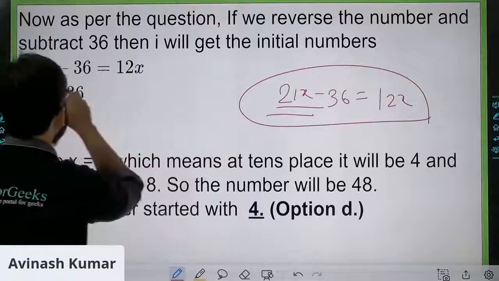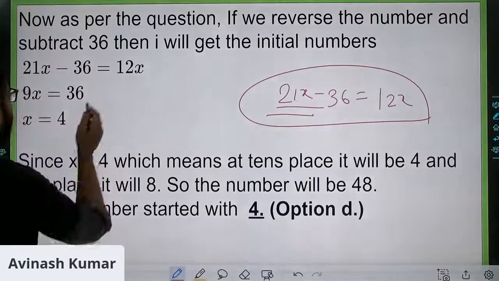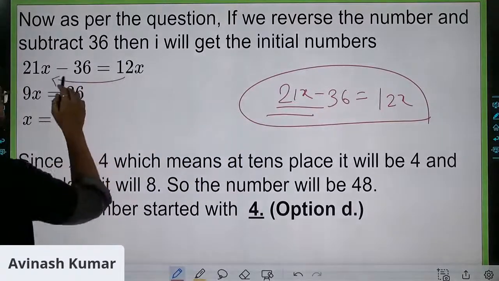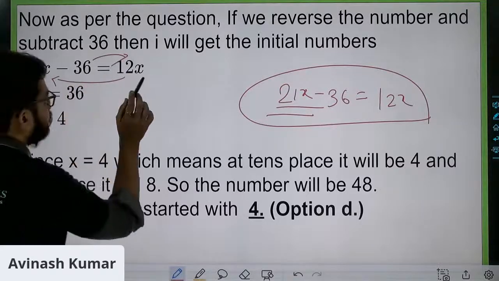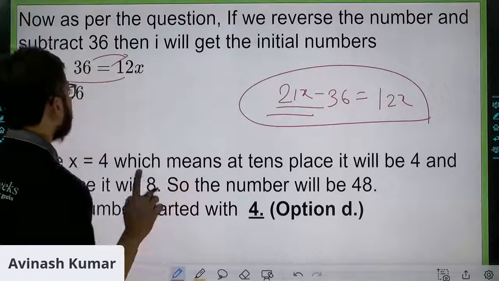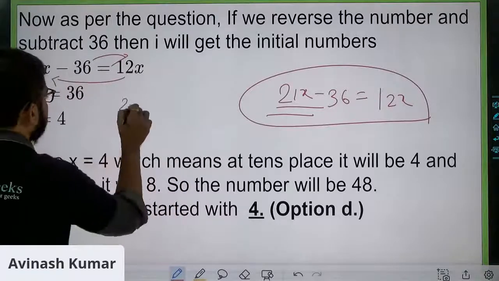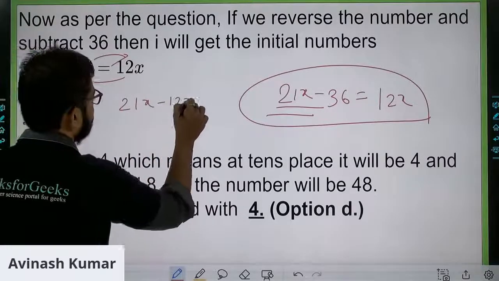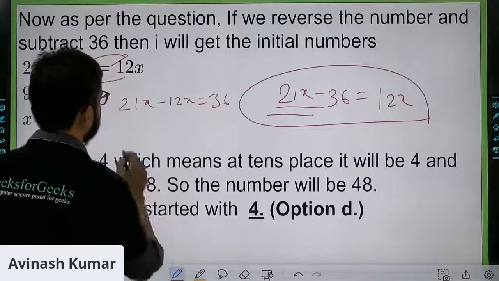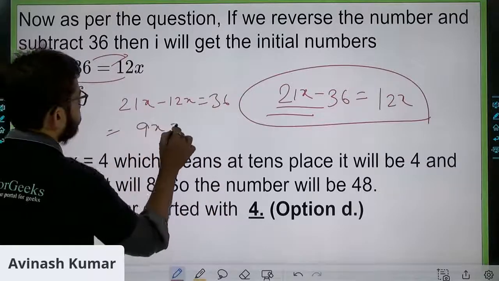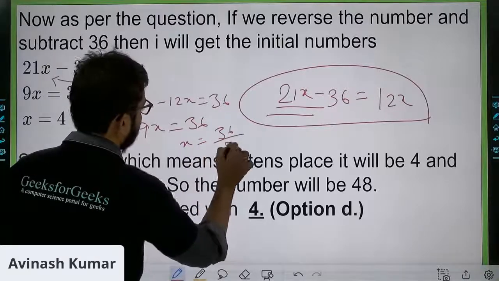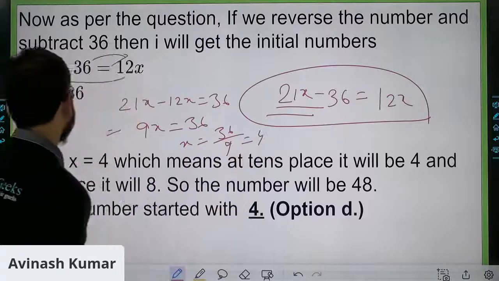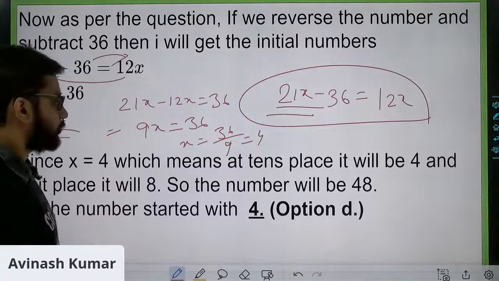Solve for x, so 21x minus 36 is equal to 12x. I'm keeping the x terms on one side and 36 on the other. This minus 36 will go across the equal sign and become positive. So 21x minus 12x is equal to 36, which is 9x equal to 36. So x is equal to 36 divided by 9, which is 4. So x is equal to 4.